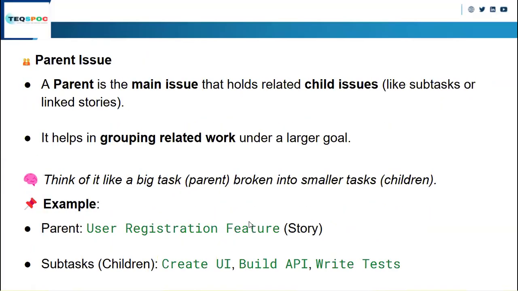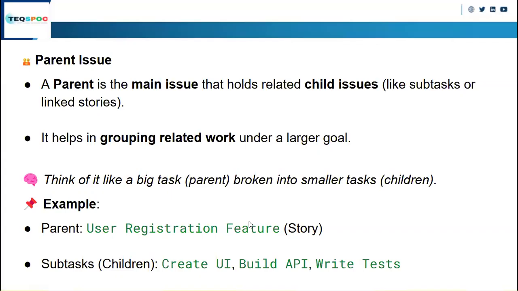Now, coming to next, what is a parent issue? As we have seen earlier, the large requirement is called an epic. When we divide the epic into smaller requirements, that is called a story, and a story is further divided into tasks, and a task is further divided into subtasks. So the parent is the epic, the next child is a story, the story's child is a task, and the task's child is a subtask.